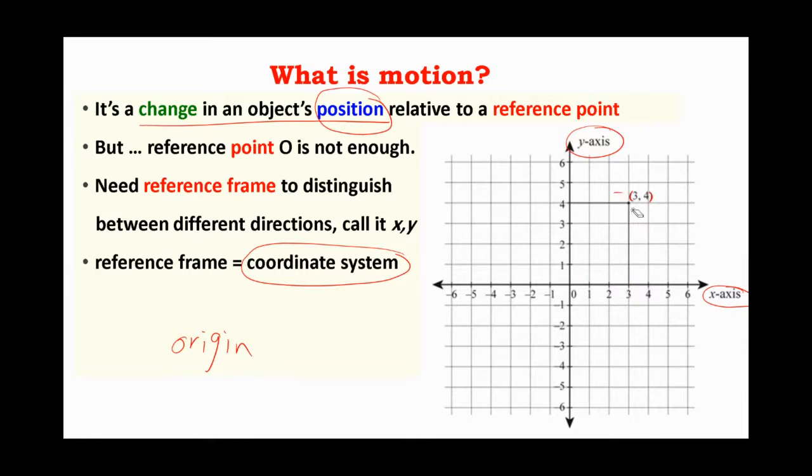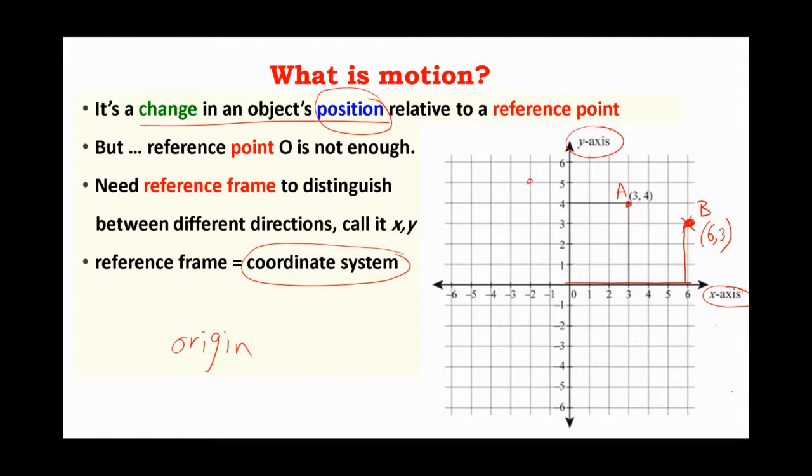Let's take another example. Let's say this is point B. What do you think the coordinates of B are? You can use the chat to answer. 6 and 3, that's right. So x is 6 and y is 3.